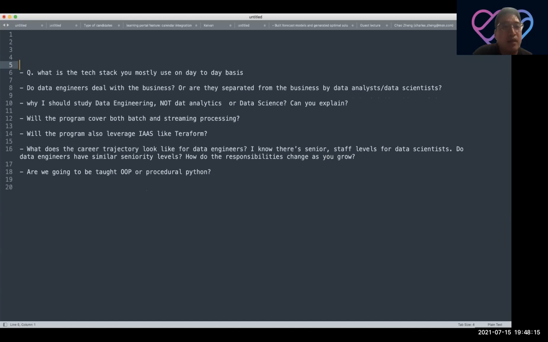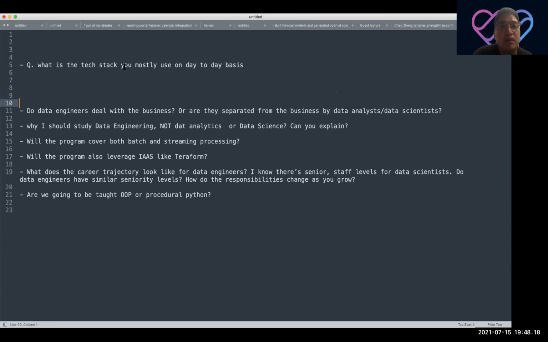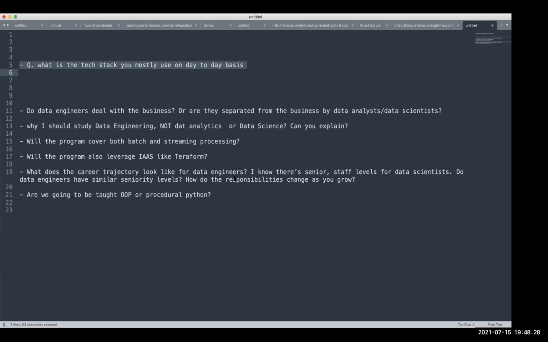All right, what's the tech stack you mostly use on a day-to-day basis? I like this question. So for me, in my recent job, it's mostly Tableau, Python, AWS. It is what we have started to work on. Before, it was mostly Python and SQL Server that I used. Kritika? For me, it's Python, SQL, Java, Apache Beam, sometimes Spark, and Google Cloud Platform. So those would be the main ones.